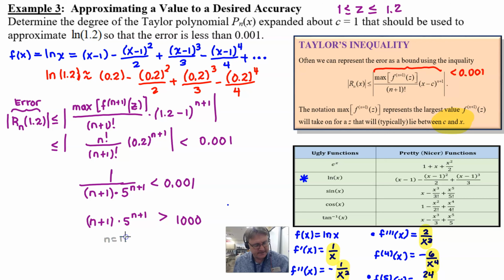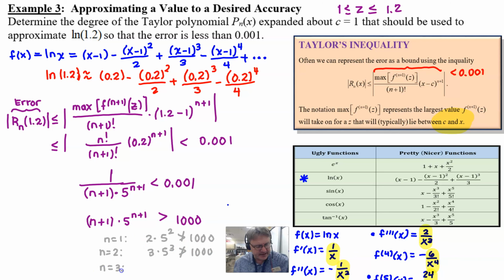Let n equal 1. What's 2 times 5 to the second? Well, I don't know about you, but it's certainly not larger than 1,000, right? 50 is not going to work. So let's try n equal 2. 2 plus 1 is 3. 3 times 5 to the third. Well, I think we're getting closer, but this is like 125 times 3, which is 375. So we're still not there, but we're on our way.